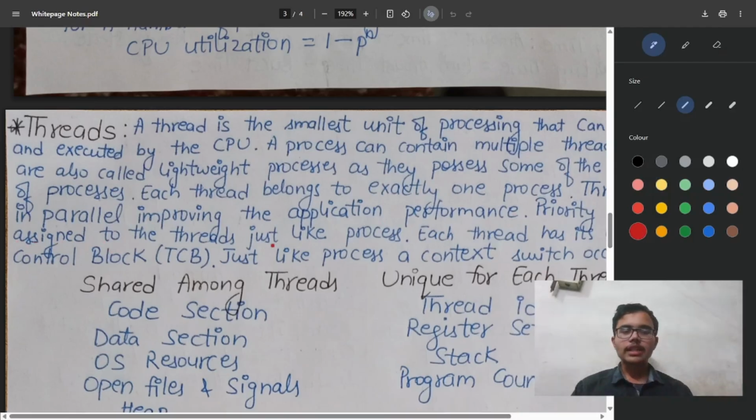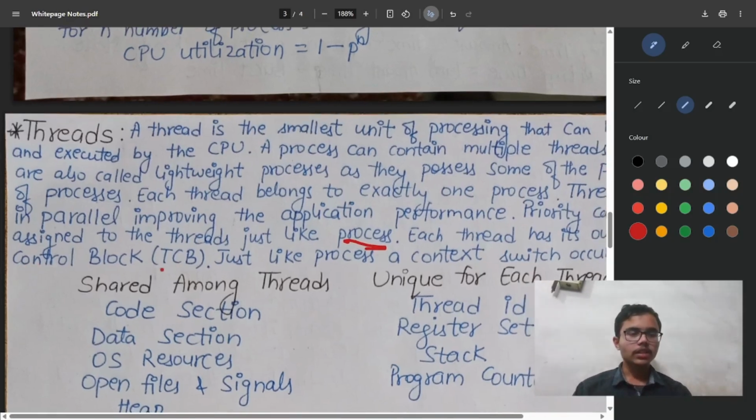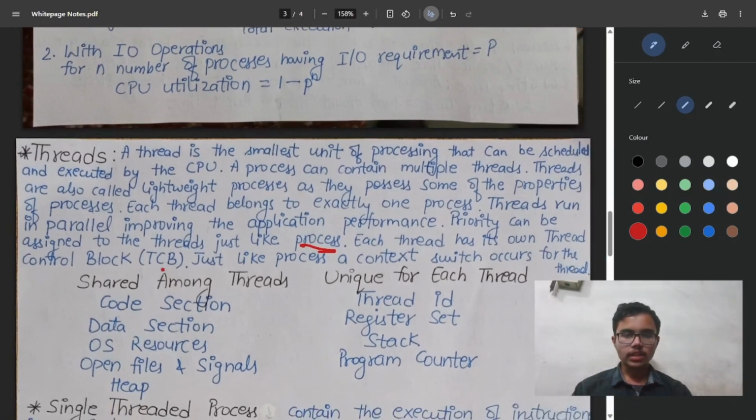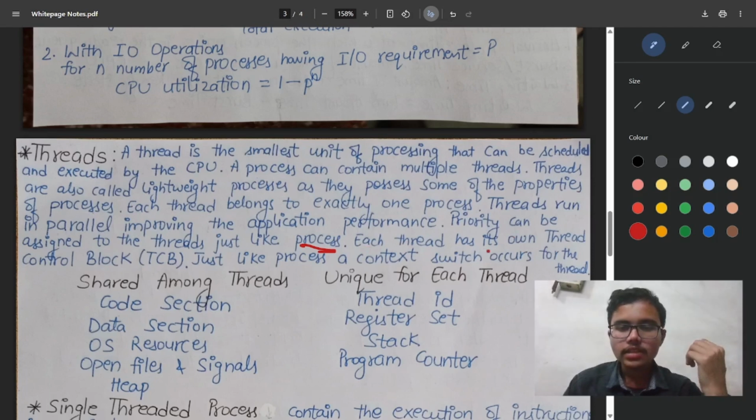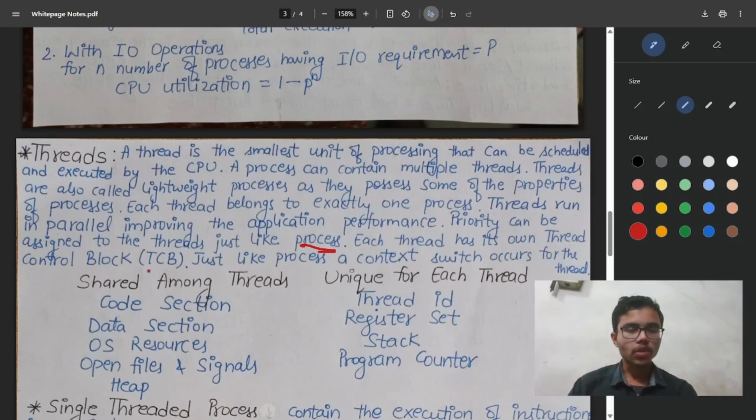Priority is assigned to threads, just like processes. We can assign the priority to the threads also. Each thread has its own thread control block, TCB, just like a process, and context switch occurs for the thread also. So all the things are the same. The only difference is that the process is divided into multiple threads in order to get parallelism, and context switch is also present in threads.